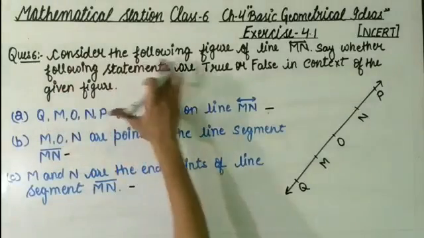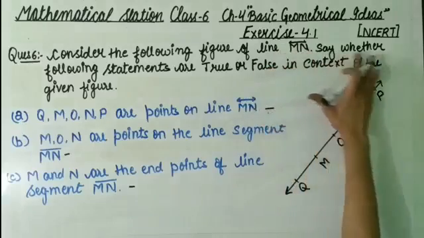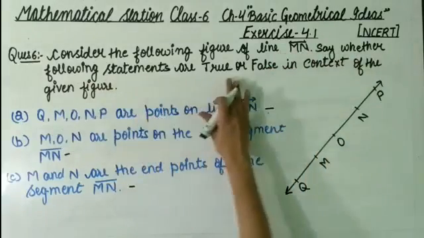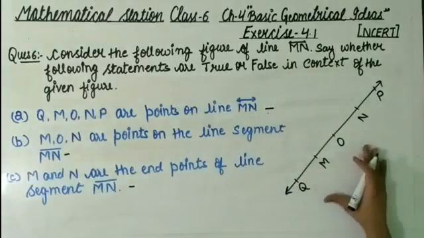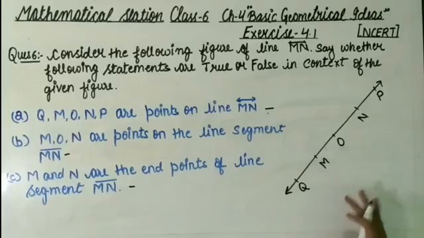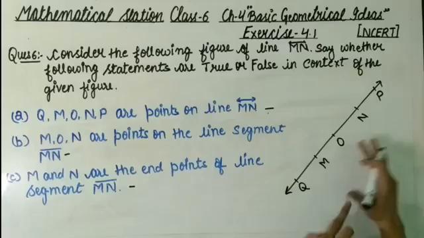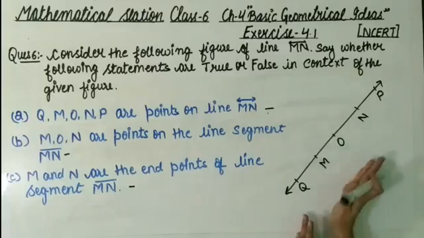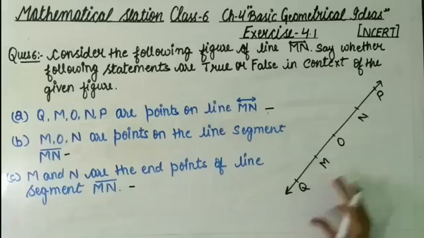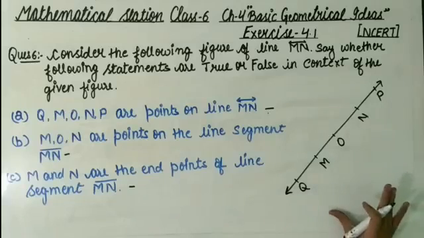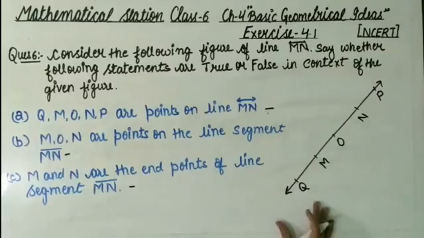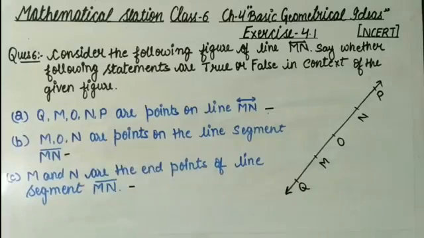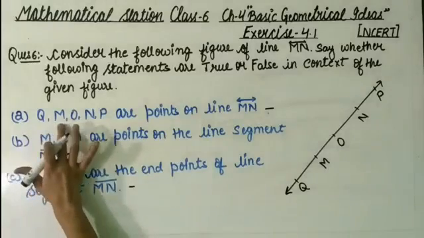Now, student, question number 6 is: consider the following figure of line MN. Say whether the following statements are true or false in context of the given figure. Here, one figure is given to us and MN is a line on it. Since it is a line, we can extend it further in both directions. Now, we will observe this figure and give the answer to these statements in true or false only.